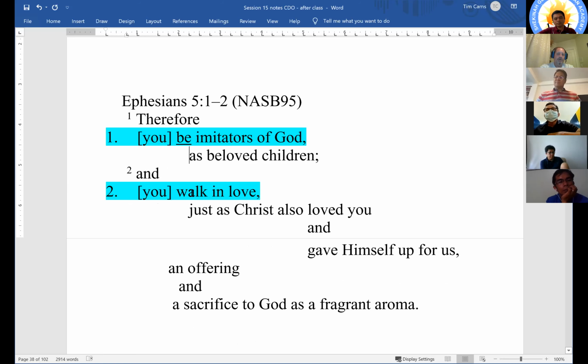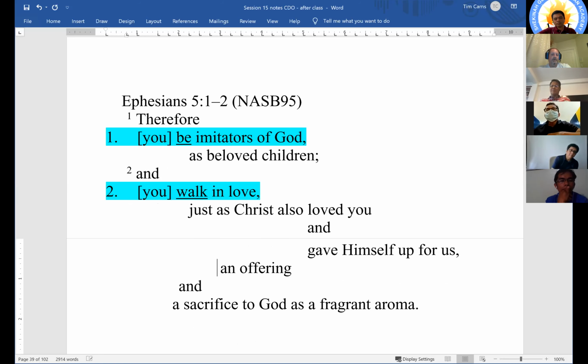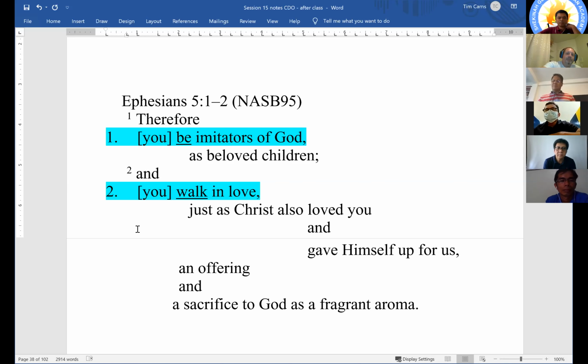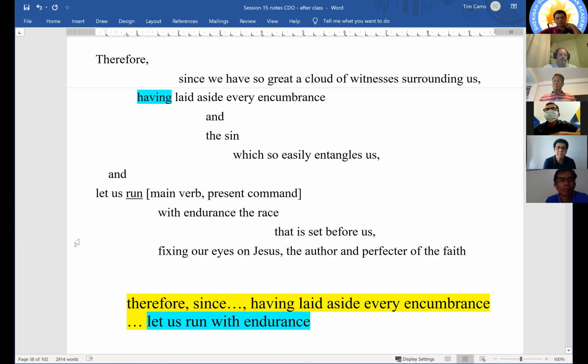We have this, just as Christ loved you. This is a clause, but it's not the main clause. It's supporting walk in love. Why? Just as Christ loved you. Or how? How do we walk in love? Just as Christ loved you and gave himself up for us as an offering and a sacrifice. So in this case, these are both finite or main verbs. They're connected by the conjunction and, so they form two main points, 2 main ideas. Whereas in the last thing I showed you from Hebrews, there's just 1 main sentence.